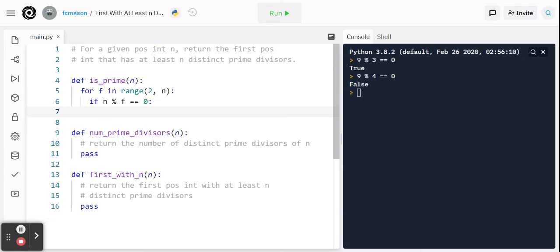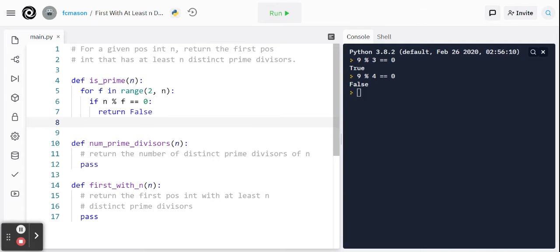So if that's the case, that means that we found a divisor in the range from 2 to n-1, which means that this number cannot be prime. So in a case like this, we just go ahead and return false. There's no reason to continue to check. We found a divisor between 2 and the number minus 1, which means that it cannot be prime.